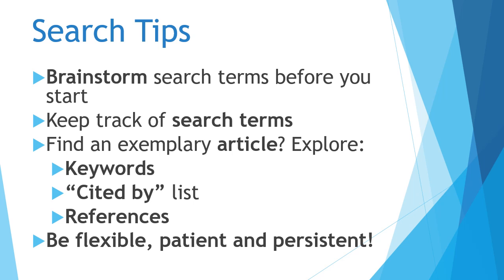Here are some tips to keep in mind. Brainstorm search terms with your partner before starting your database searches. Keep track of your searches as you go along with the spreadsheet or one of the templates in the resource guide. Try to find an exemplary article that satisfies all the criteria you laid out. Use it to discover more keywords, check out who cited this article, and go through its reference list to see if anything on that meets your review requirements.